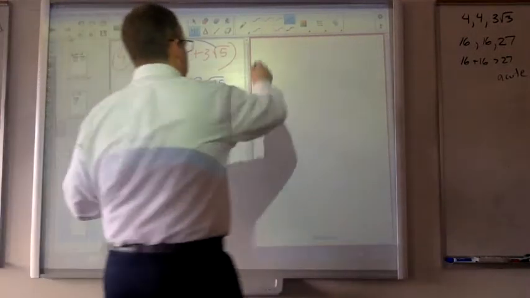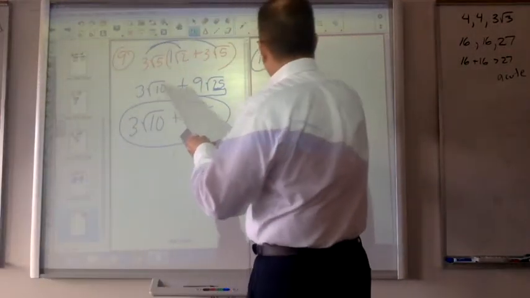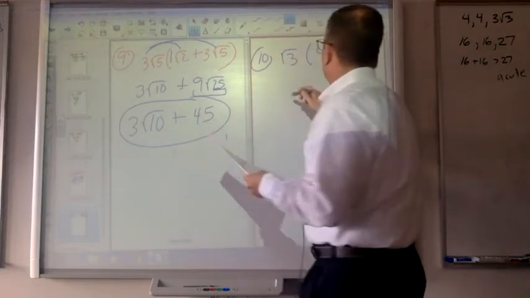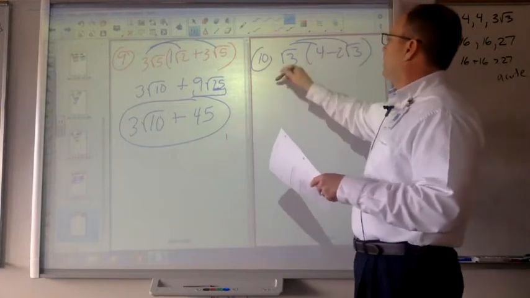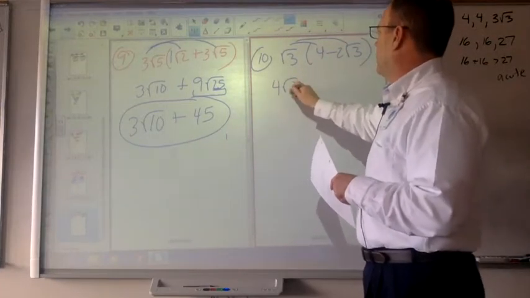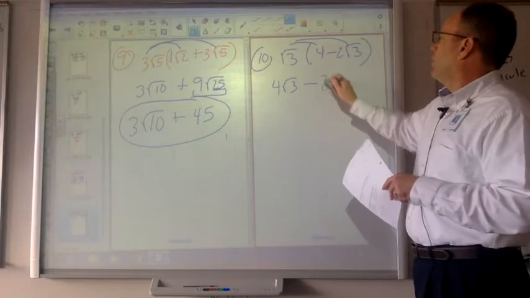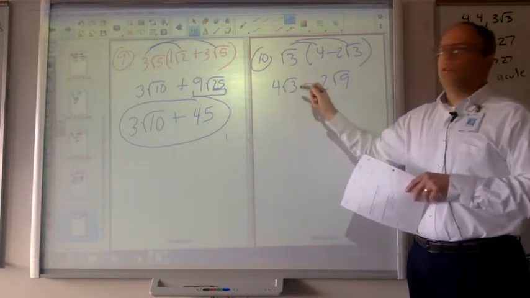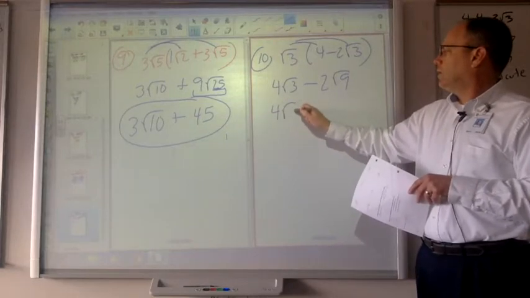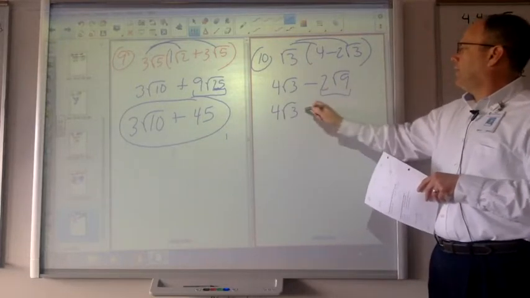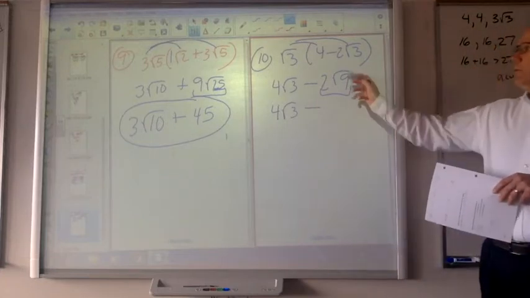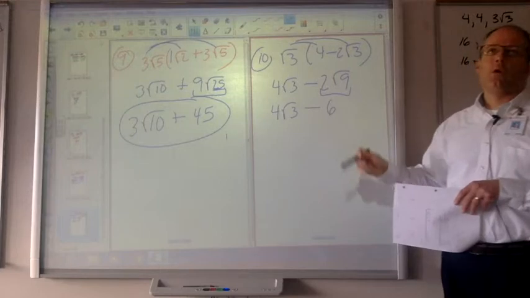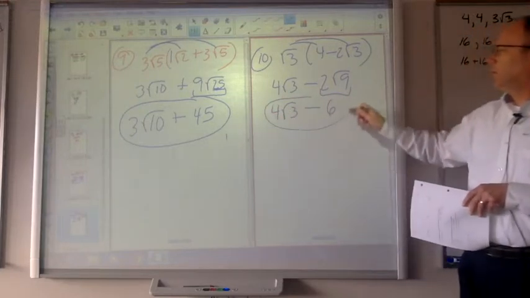Hey, number 10. I have root 3, and I have 4 minus 2 root 3. So I'm going to distribute here and here. So 4 times root 3 is 4 root 3 minus 2. Root 3 times root 3 is root 9. I can't break this down any further, so it's staying as is. What does that become? Yeah, negative 6. Good. So I could have written this as negative 6 plus 4 root 3, or I could leave it like this. It's your choice.